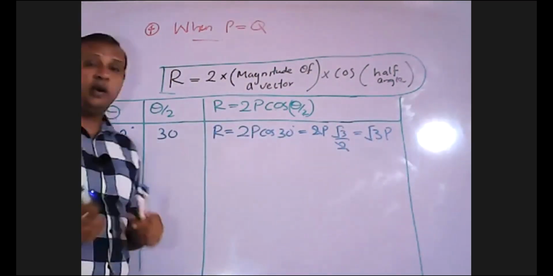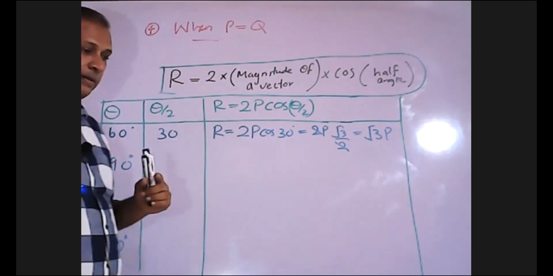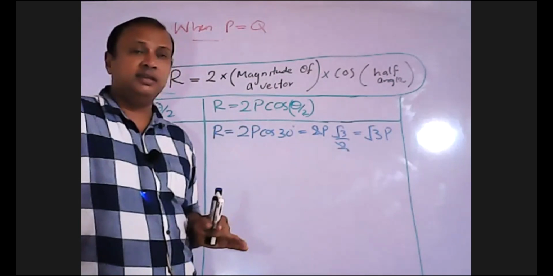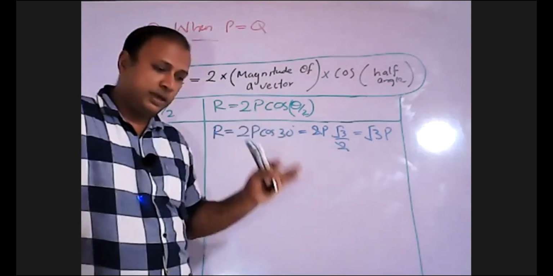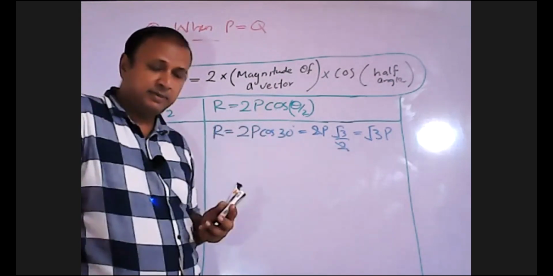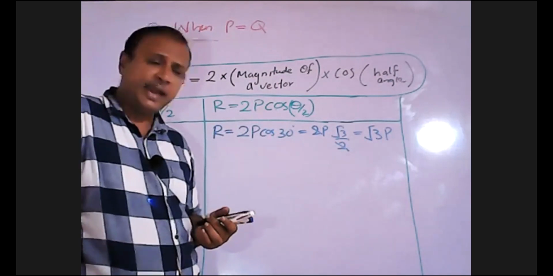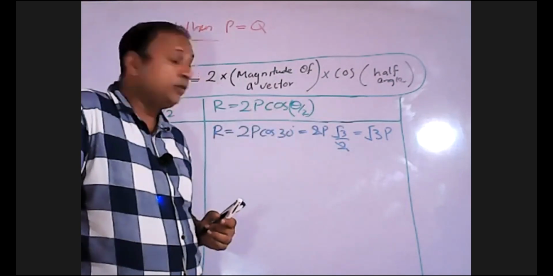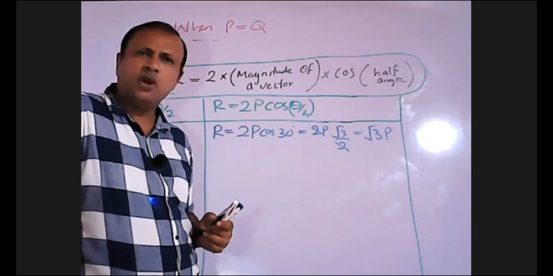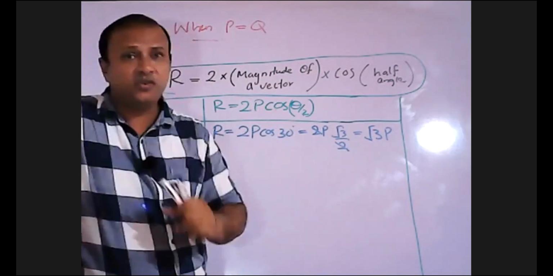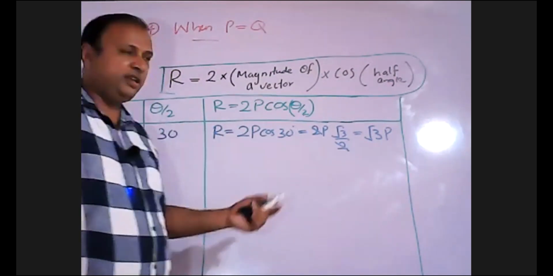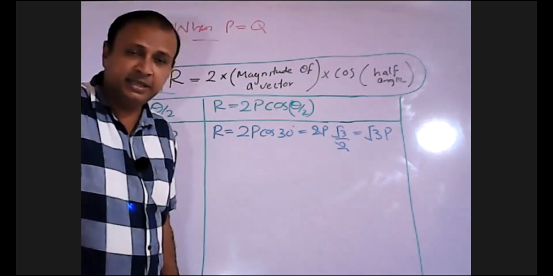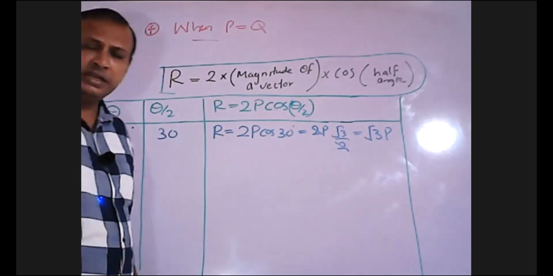Suppose you are given this kind of question: there are two forces of magnitude P acting on the same point, and the resultant of these two forces is root 3 times p. Then you are asked to find the angle between the two forces. Definitely, it would be 60 degrees. If you are given this kind of question in the MCQ paper, you can answer it at once.